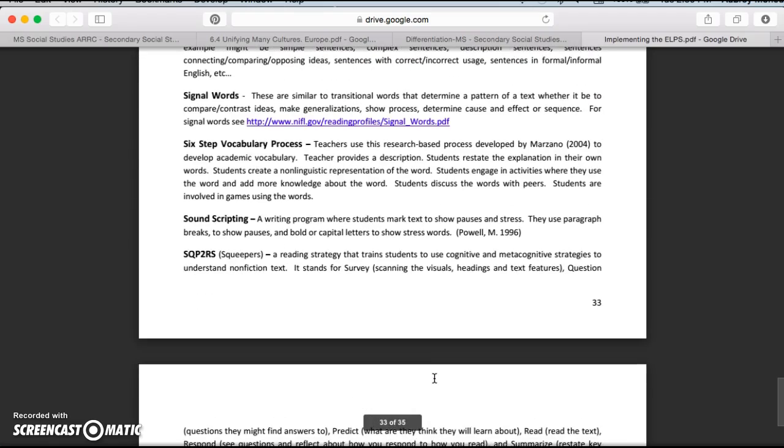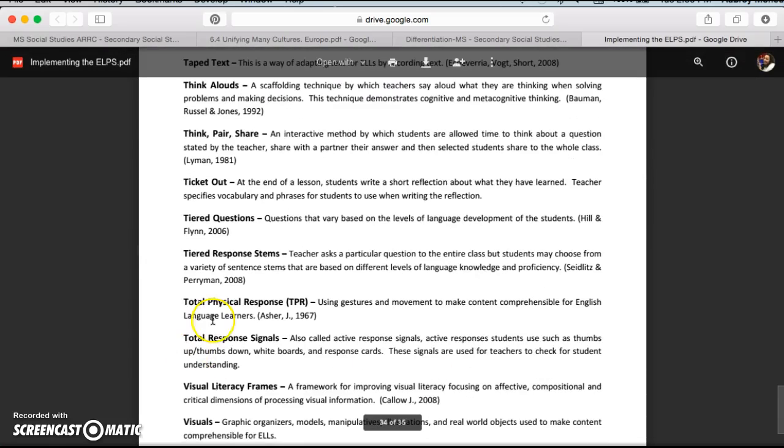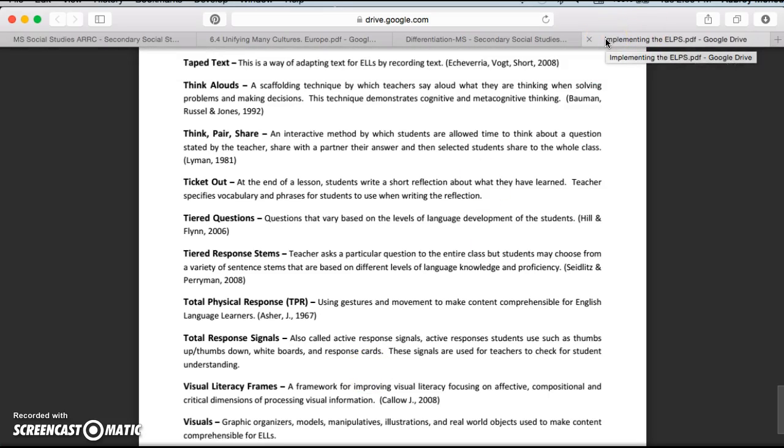And they give an example of how you can do total response signals down here, you know, thumbs up, thumbs down, whiteboards, response cards. So their differentiation's really aimed at English language learners, but they do provide resources that could help teachers differentiate their teaching and curriculum for SPED students as well.